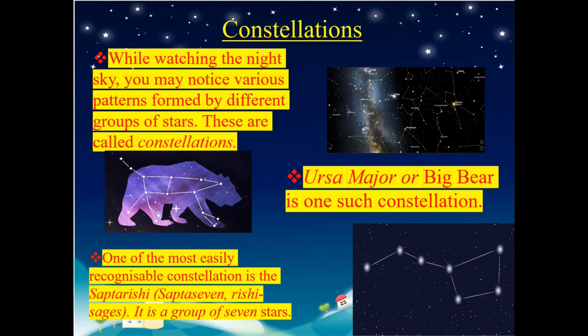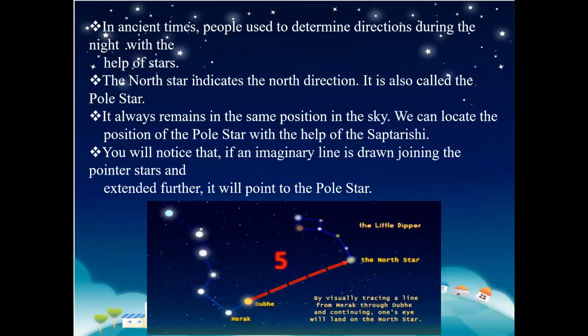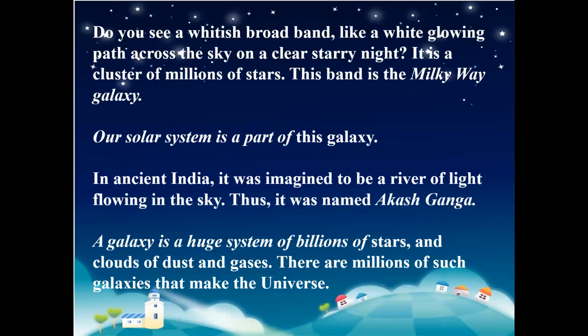For example, Ursa Major or Big Bear. One of the most easily recognizable constellations is the Saptarishi, which means a group of 7 stars. In ancient times, people used to determine directions with the help of stars. The North Star indicates the north direction and is also known as the pole star. It always remains in the same position in the night sky, and we can easily locate it with the help of Saptarishi. You will notice that if an imaginary line is drawn, joining the pointer stars and extended further, it will point to the pole star.